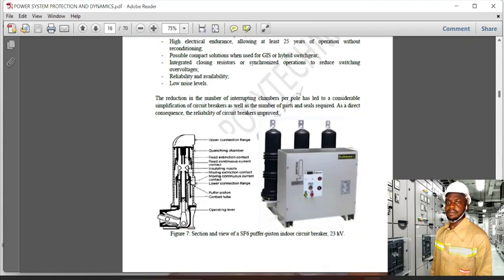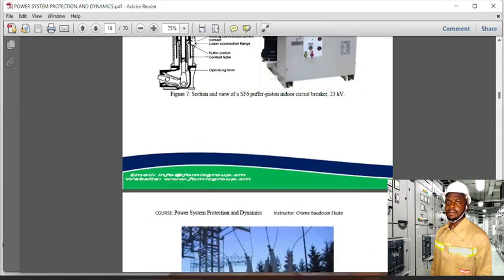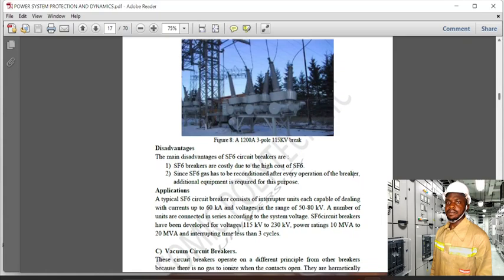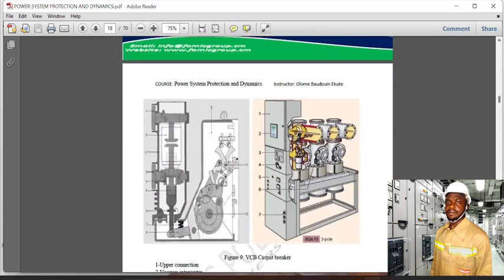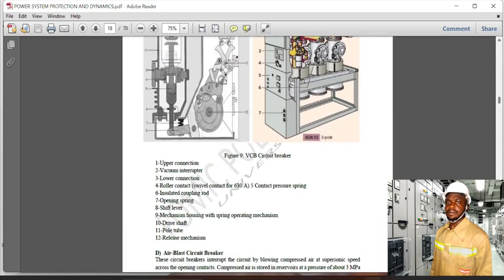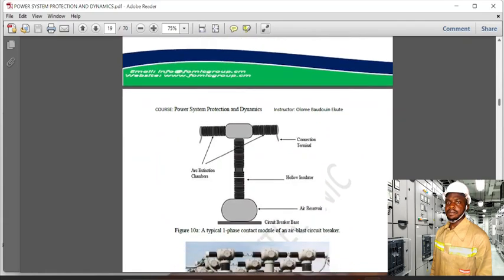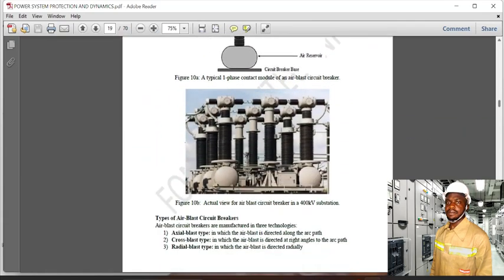Then you have the sulfur hexafluoride circuit breaker, SF6. Then you also see an example of an SF6. And so it has its own advantages and disadvantages. So you can read that. Then we have the vacuum circuit breaker, this is the figure we've shown here. Then the air blast circuit breaker.